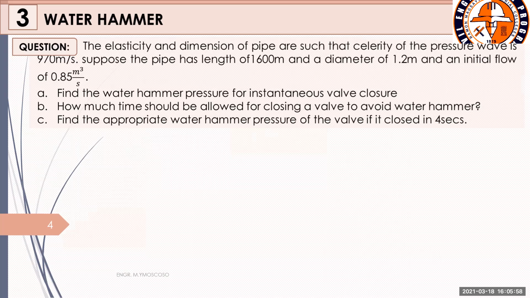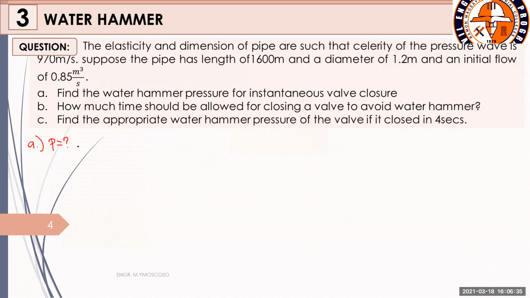So you have here the elasticity and dimension of pipe are such that celerity of pressure wave is 970 meters per second. Suppose the pipe has length of 1,600 and a diameter of 1.2 meters, and the initial flow would be 0.85 cubic meters per second. First question, let us try to determine what is the water hammer pressure for instantaneous valve closure. So letter A, ano ba yung hinahanap natin? That would be your pressure, the water hammer pressure.